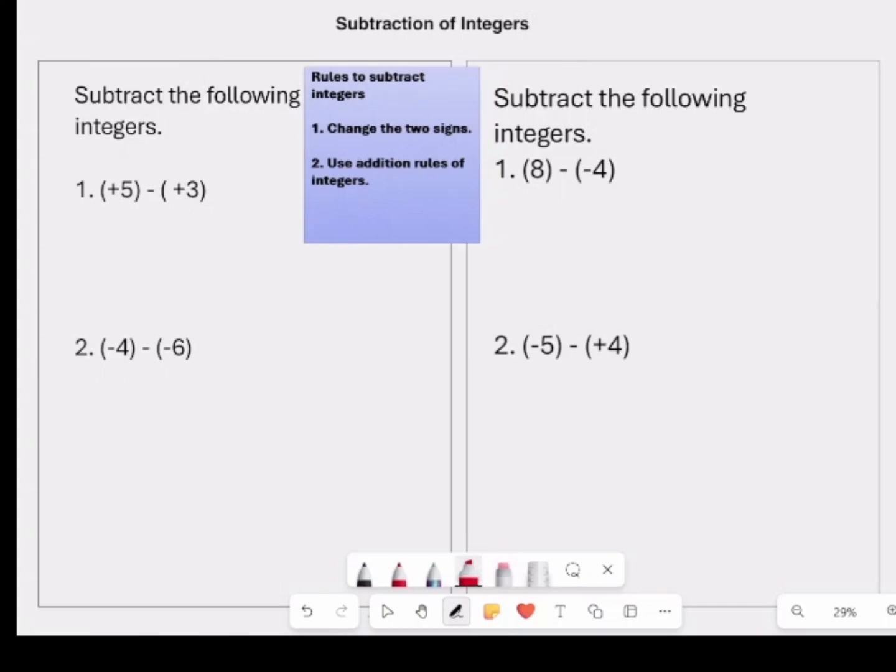Hello everyone. Let's look into another topic today, which is subtraction of integers.